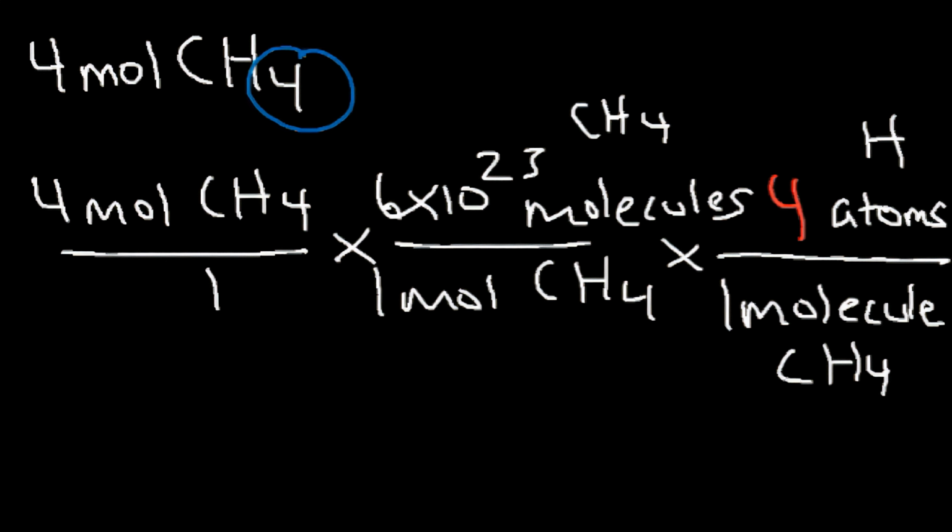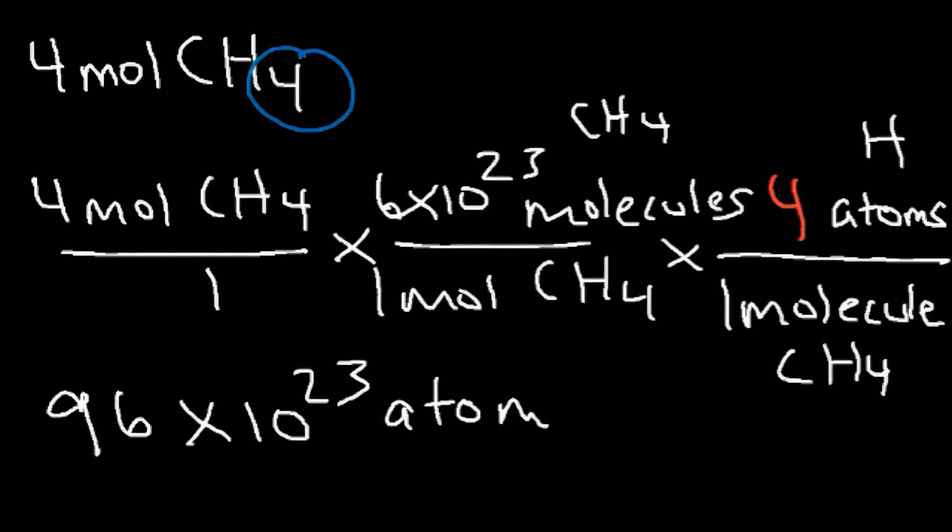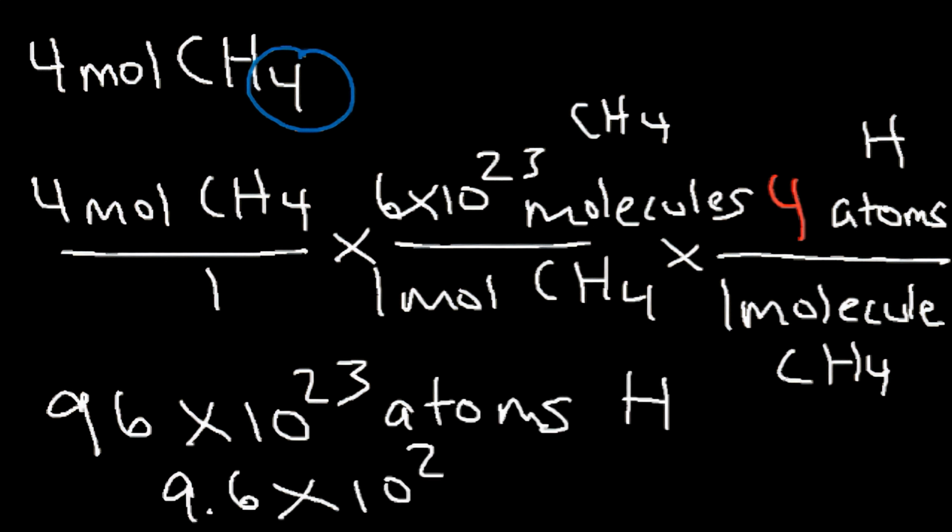So 4 times 6 is 24. 24 times 4. If 20 times 4 is 80, 4 times 4 is 16. 80 and 16 is 96. So 24 times 4 is 96. So it's 96 times 10 to the 23 atoms of hydrogen, which is the same as 9.6 times 10 to the 24 atoms. So this is the answer. So that's how you can go from moles to molecules to atoms.